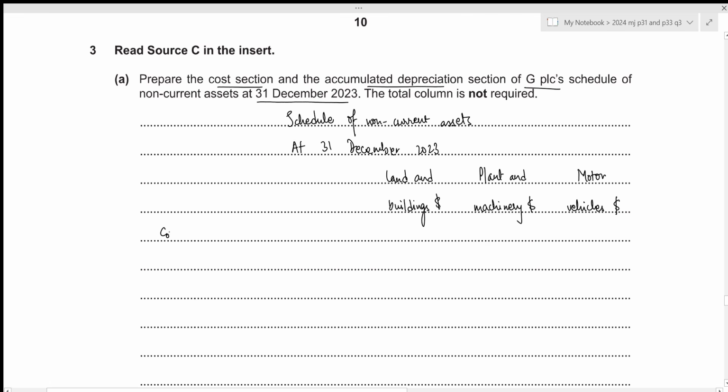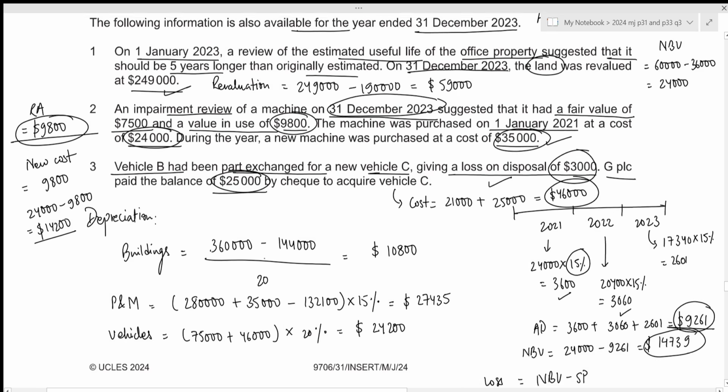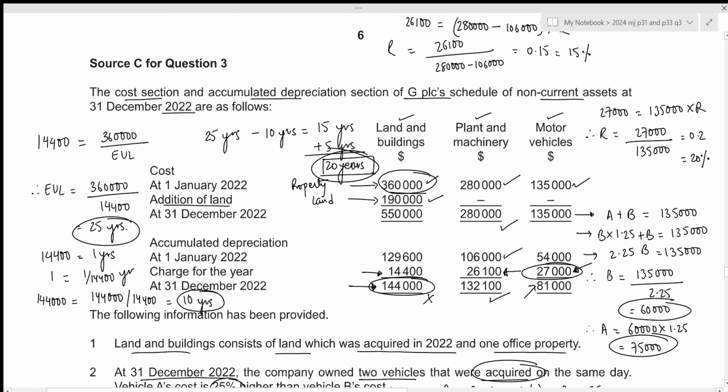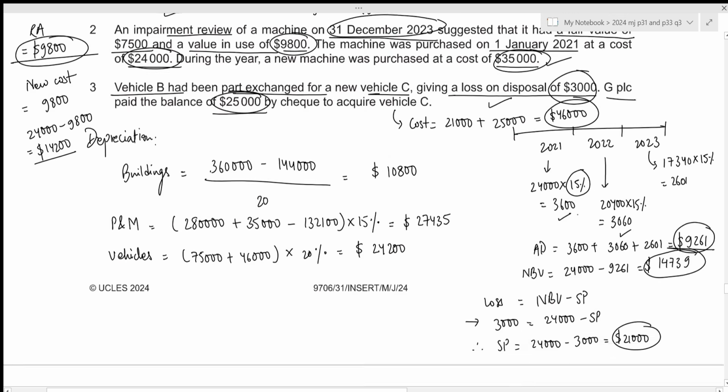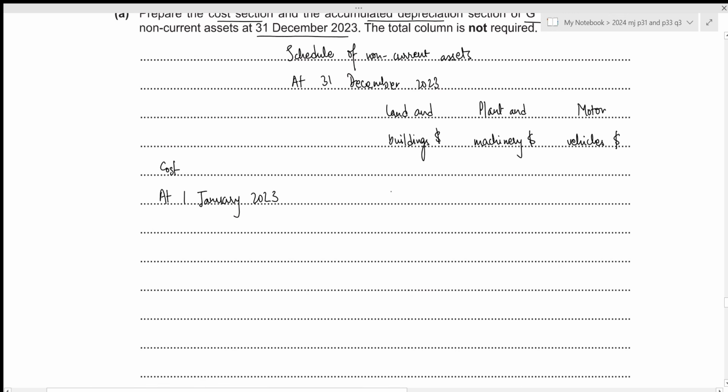Let's start with the cost section. We can start with the opening balance at 1st January 2023. And for this one, we can just take the cost at 31st December 2022. So that will be 550,000, 280,000, and 135,000. So 550,000, 280,000, and 135,000.